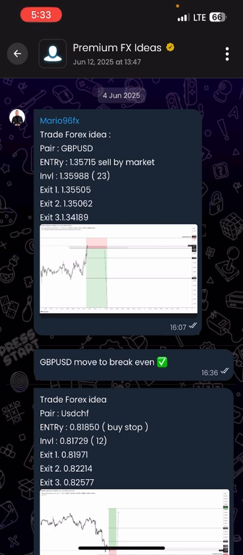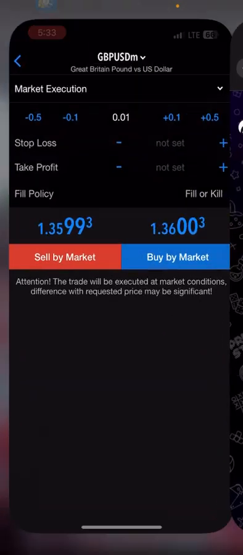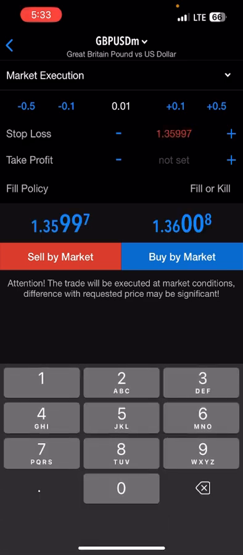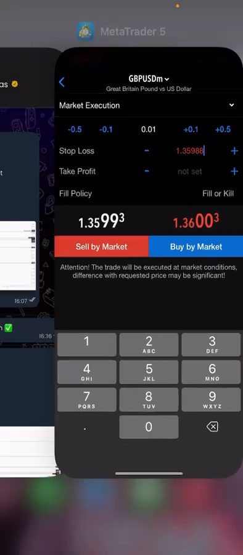So what is our invalidation? Remember, invalidation is stop loss. Our invalidation price is 1.35988. So I come here, I click stop loss, 1.35988. That's the stop loss price. Now let's go to take profits.